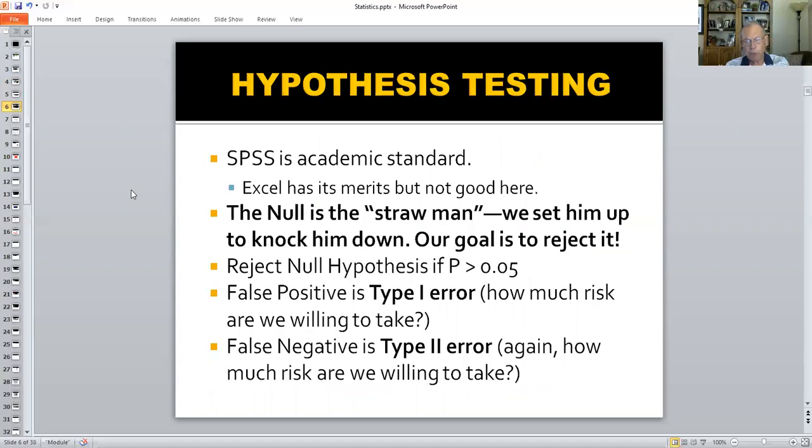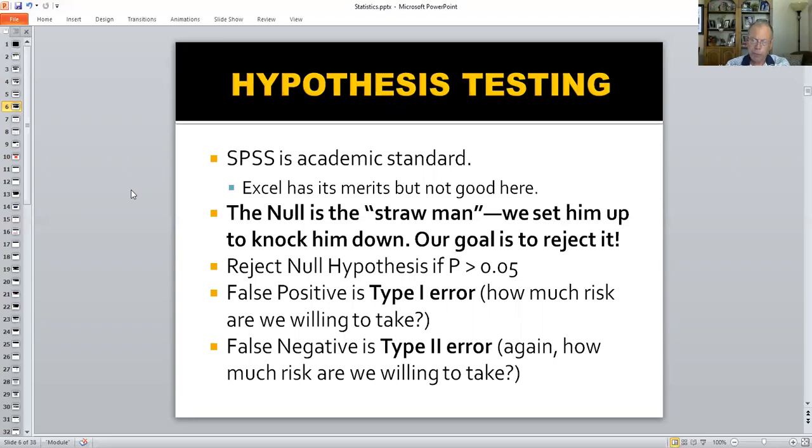False positive, false negative. Now here's the thing. We cannot ever be 100% sure that our estimate is going to be correct, because there's always going to be a probability of error. So the question is, how much error are we willing to risk? A false positive is, you say it is, but it really wasn't. So when we set the p-value at less than 0.05, we say, in effect, that we're accepting 1 chance in 20, because that's what 0.05 would be. We're accepting 1 chance in 20 that our result is not really true.